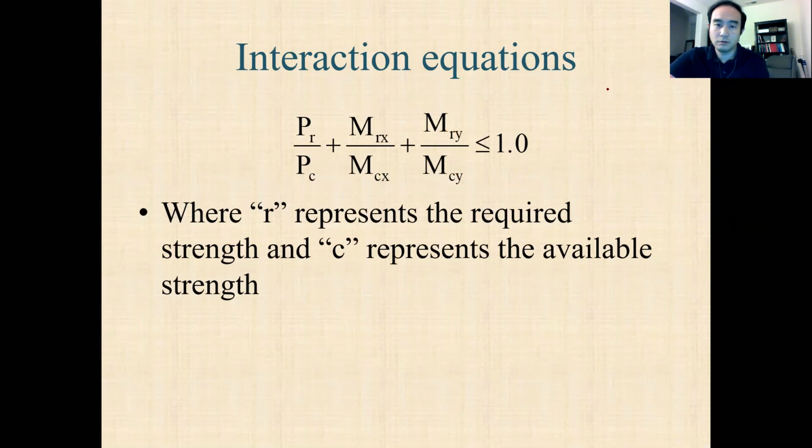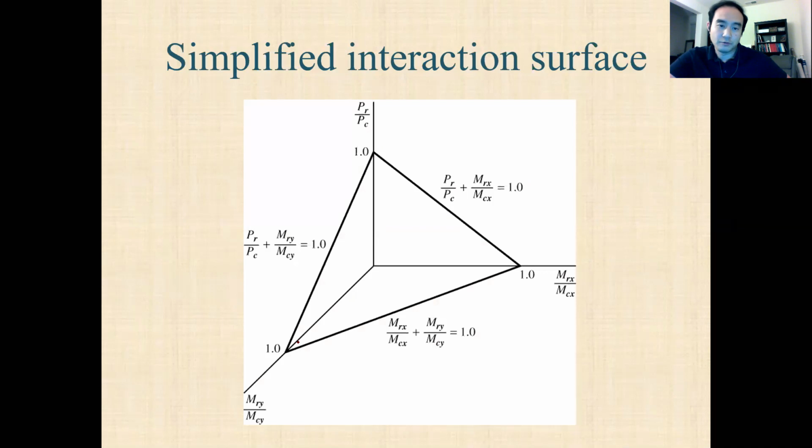Okay, so this is the original format of the PM interaction diagram, and this is the simplified interaction surface. Since we have two different ratios for moments about the x-axis and y-axis, that's why we have a three-dimensional interaction diagram available. So here's the 1, 1, 1, right? When you connect all these dots together, this will provide the domain of the capacity. I would say domain of the failure.